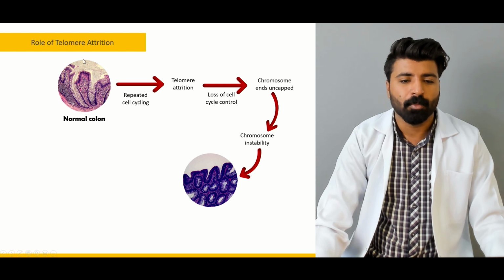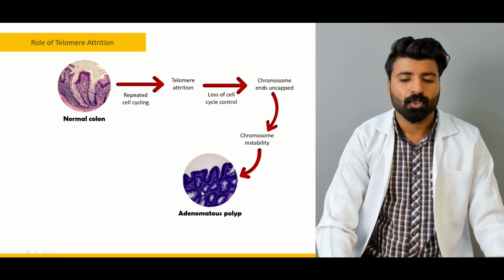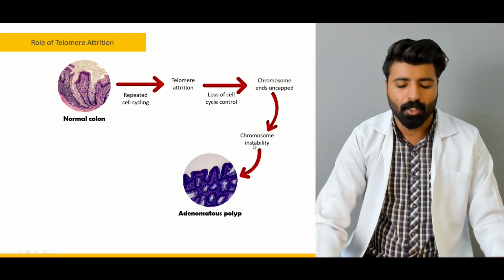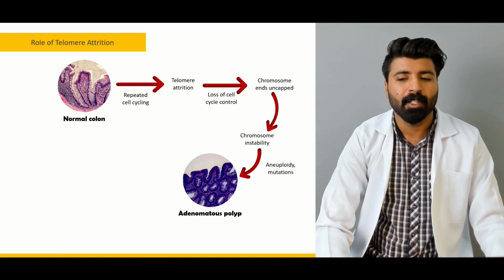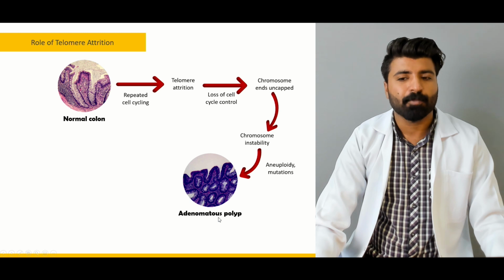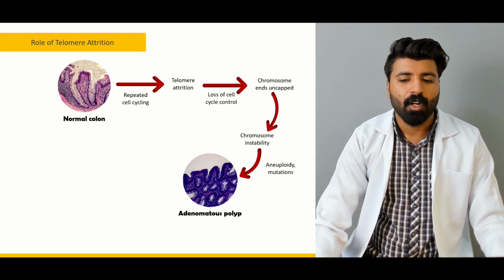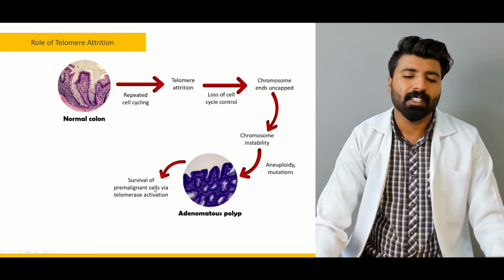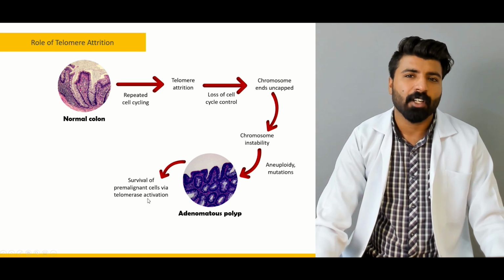You can see this is a normal colon, but now there are more and more of those crypts and more cellularity present inside of them. So this is an adenomatous polyp. A polyp has been produced because of chromosomal instability. And when chromosomal instability leads to an adenomatous polyp, it's because of aneuploidy mutations. These mutations involve a gain or loss of part of the chromosomes; that's why it's called aneuploidy. So this mutation will lead to the formation of an adenomatous polyp, and survival of malignant cells via telomerase activity will be starting from right here.